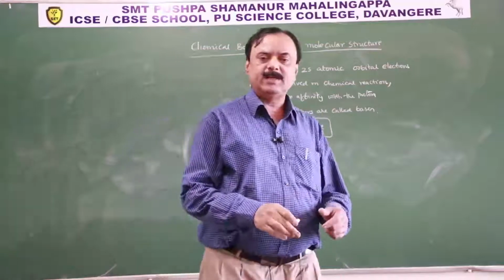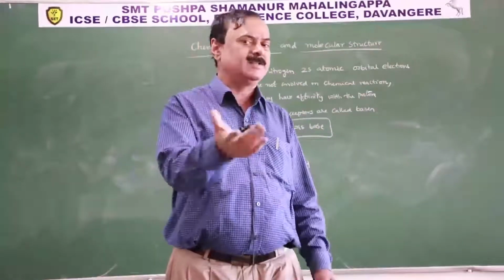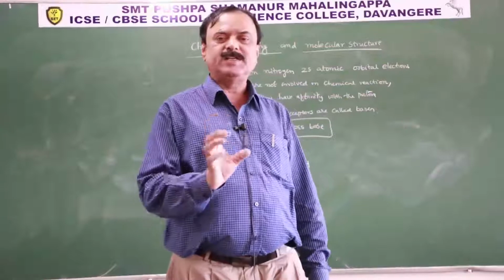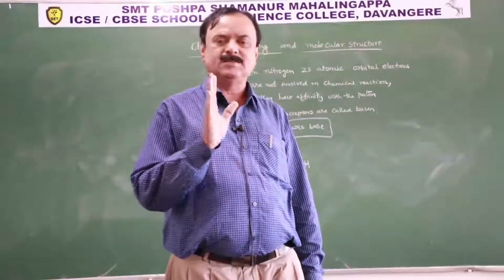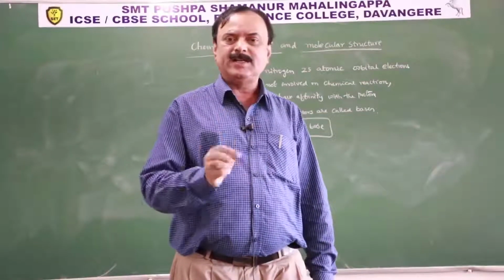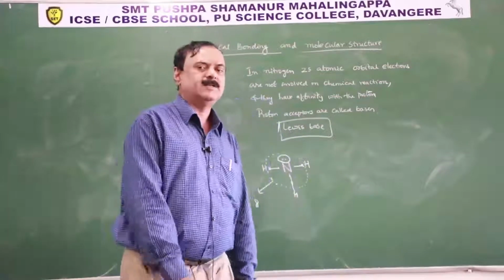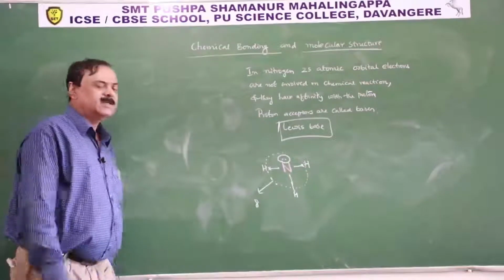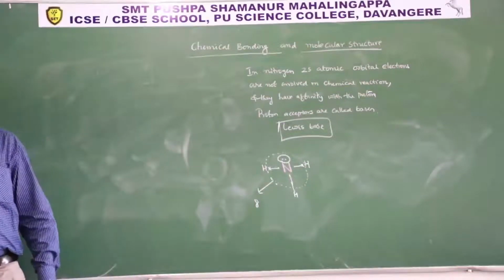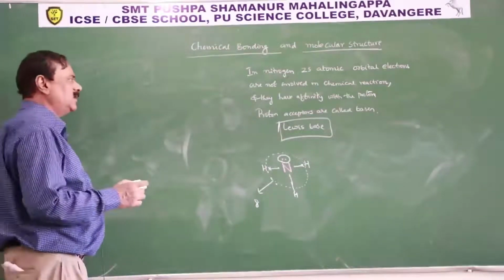You know that electron rich species act as bases. Electron deficient species act as acids. Electron rich species are bases. Electron deficient species are acids.